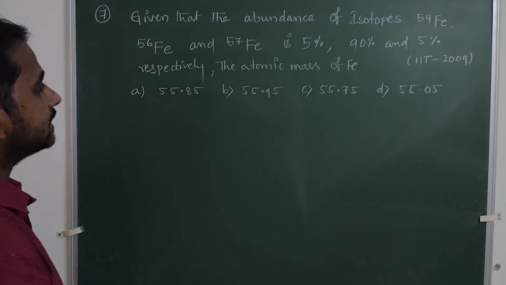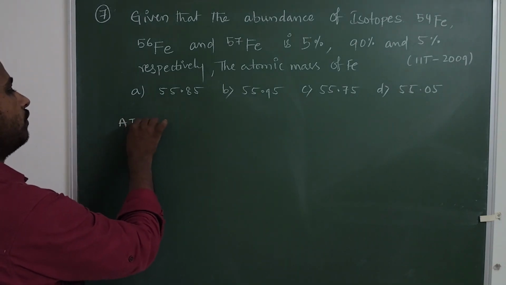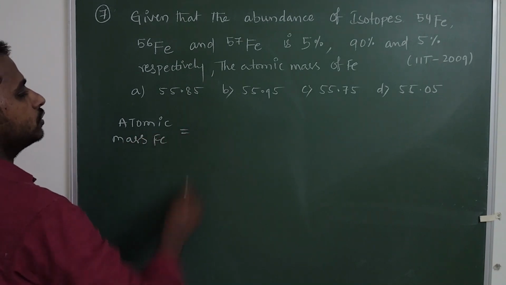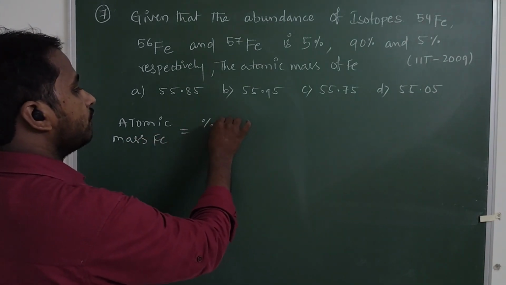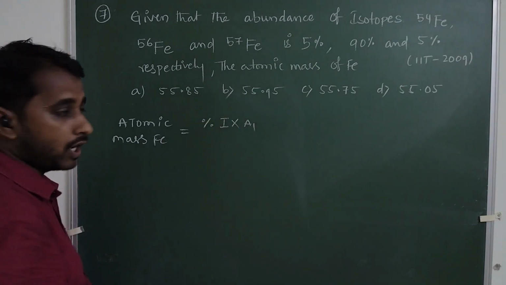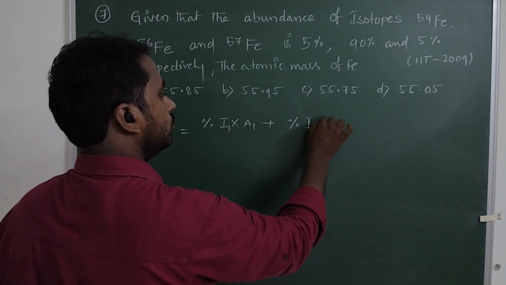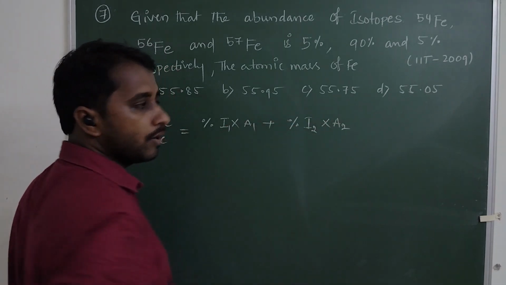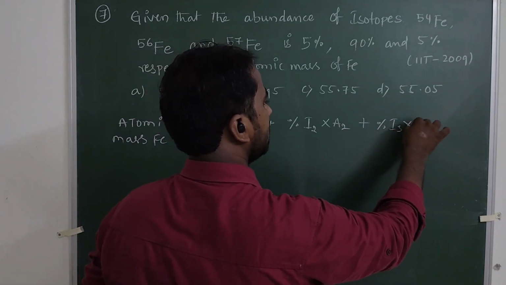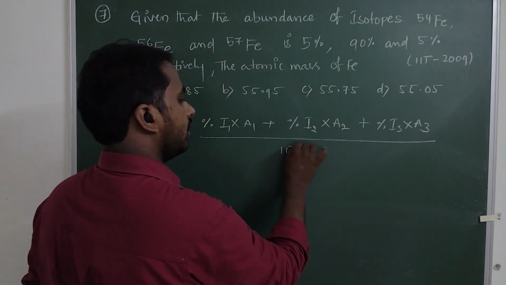So here, the percentage, or we can say the average atomic mass of iron, is equal to the percentage of isotope 1 times its atomic mass, plus the percentage of isotope 2 times its atomic mass, plus the percentage of isotope 3 times its atomic mass, divided by the total percentage, which is 100.